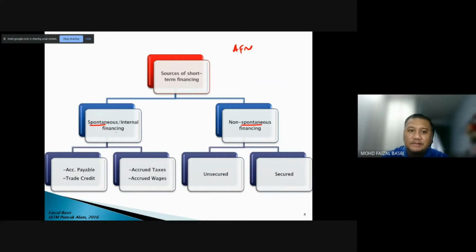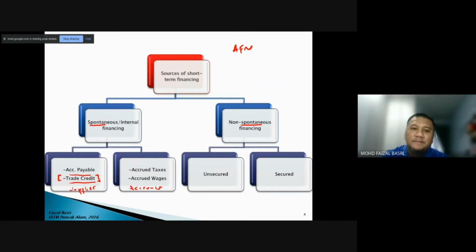So we have, for example, here accrued wages, accrued taxes. So this is all accruals, if you remember. And we also have accounts payable and trade credit. So this is funding from our supplier. And for us today, under the internal financing, we just focus on this part, the trade credit. This would be one of the major sources of financing, meaning we get the funding from the supplier.